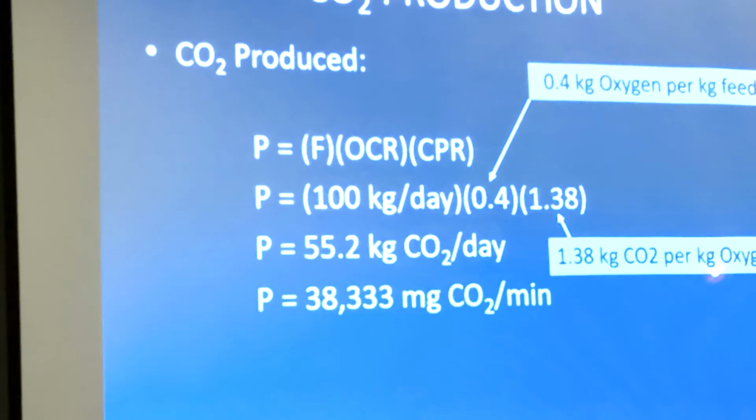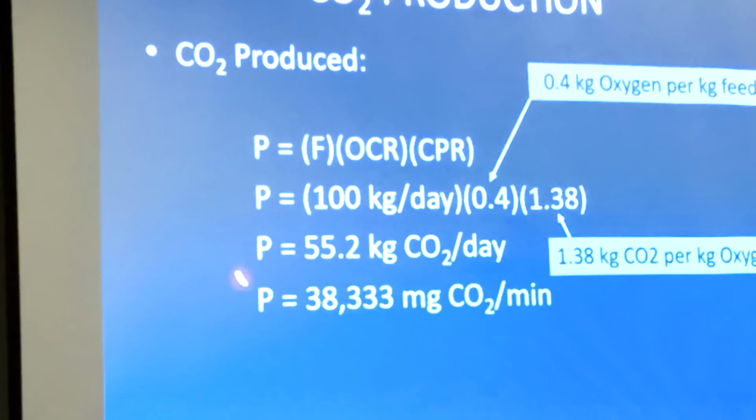Again, my kilos of oxygen will then cancel out. I'll be left with kilos of CO2 produced, in this case, per day. And when engineers like this 100 kilos of feed example, because you get these nice numbers. So in this case, the produced CO2 for the example is 55 kilos of CO2 per day.